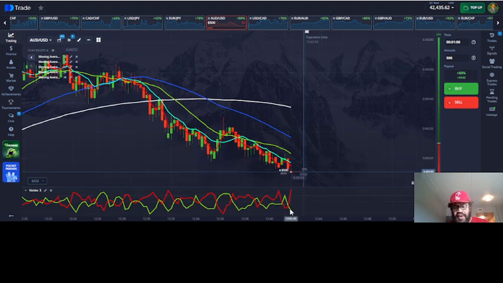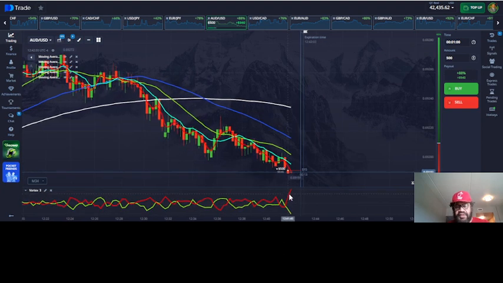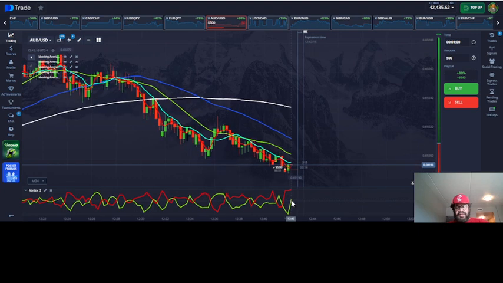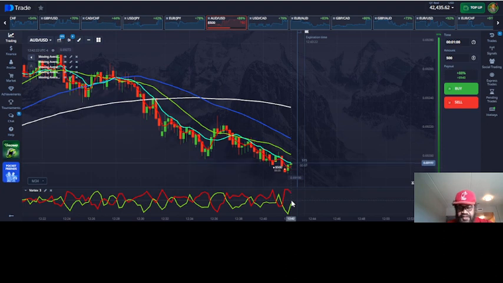In addition to that, I waited for the Vortex lines to cross here at this level. So let's monitor this trade and wait for the expiration at the end of the 60 seconds. These are fast turbo trades. Timing is extremely important.